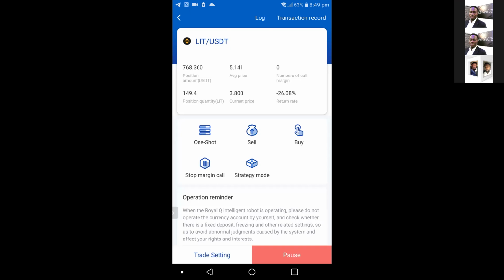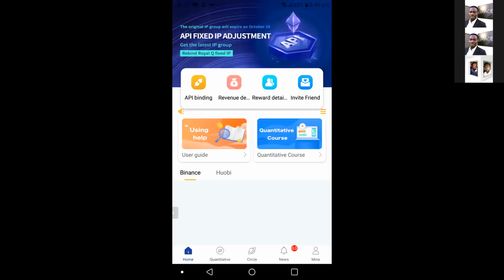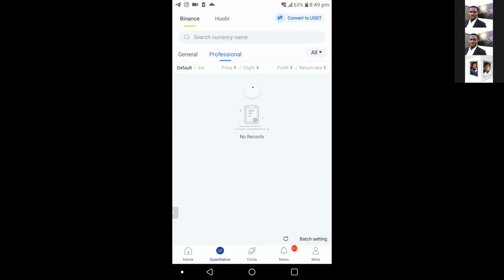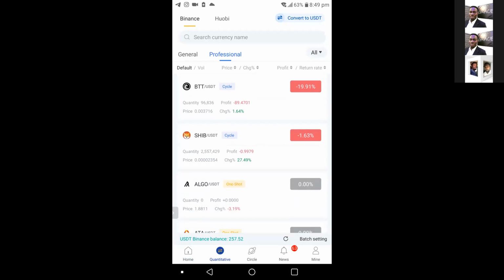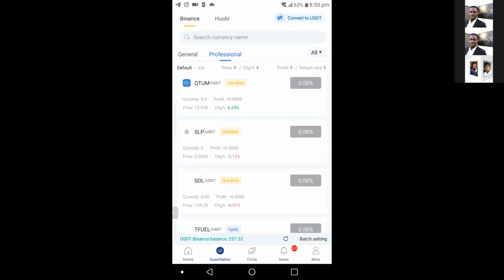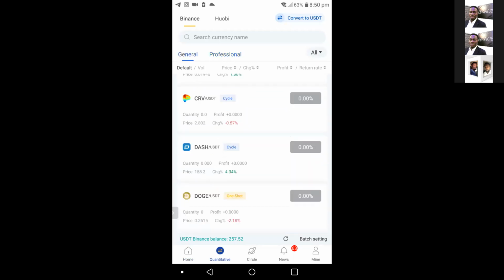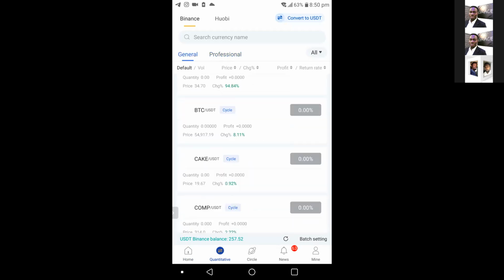Okay, so now if I come to quantitative here, I will see the list of coins that are available on the bot to be traded, because not all the coins can be traded on this robot. This robot only picks 70 coins out of the 11,000 cryptocurrencies that exist, and those 70 are valid coins that have a use case and solve a problem. They have value, and they can't just disappear overnight.